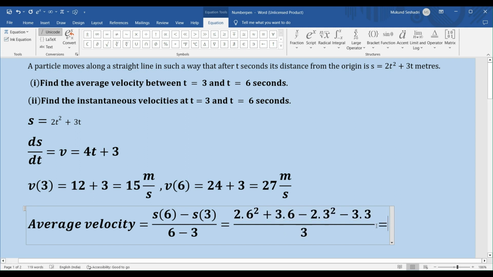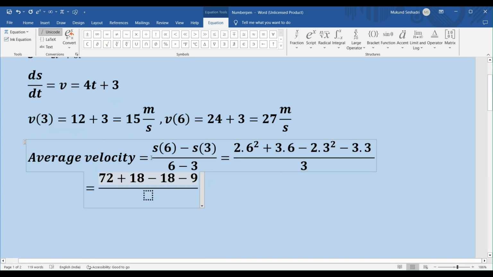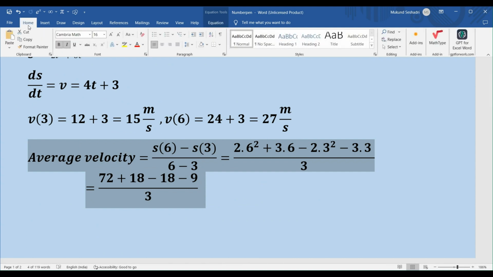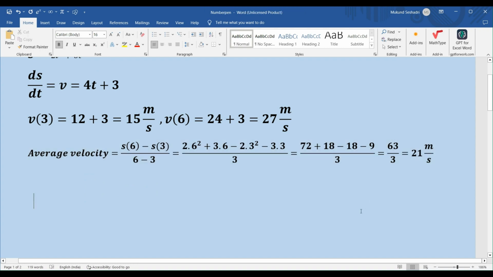So what I have is, 2 times 6 square is nothing but 72. I have 72 plus 18, minus of 2 times 3 square, which is 18, plus 9, divided by 3, right? So what we have is 63 divided by 3, which is nothing but 21, right? So that's the answer for 1. So my average velocity between the instants t equals 3 and t equals 6 is 21 meters per second, right? So that's how we go about solving this problem.